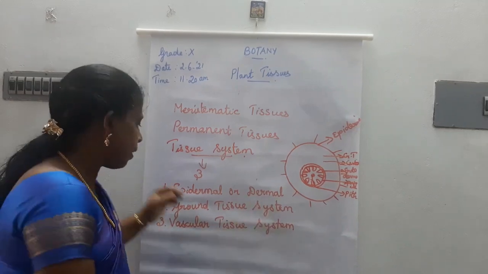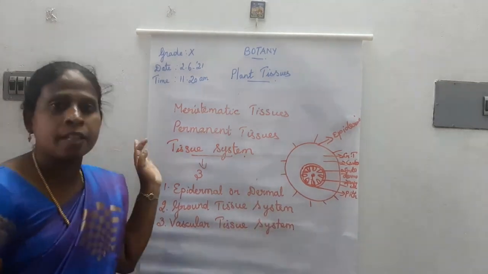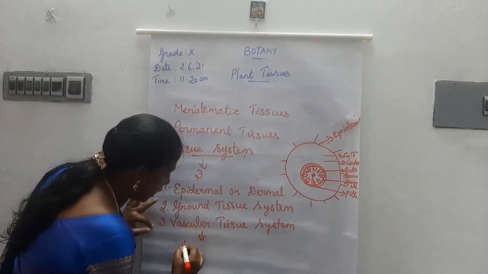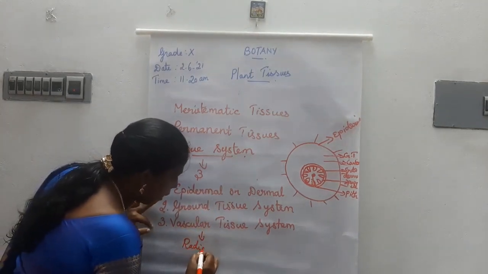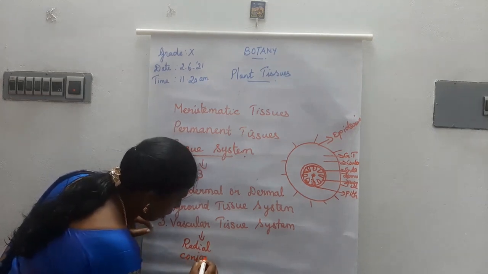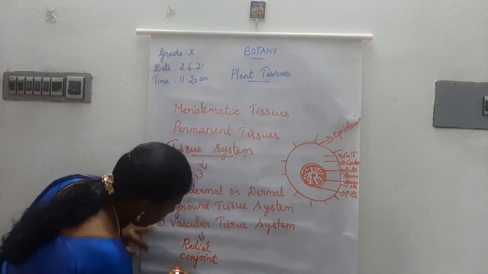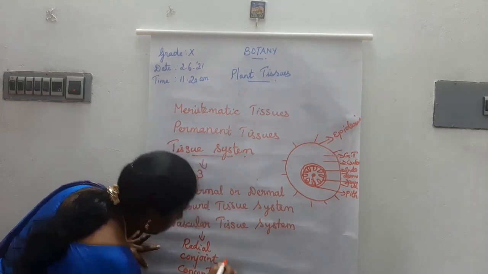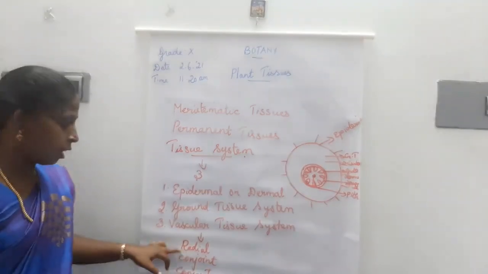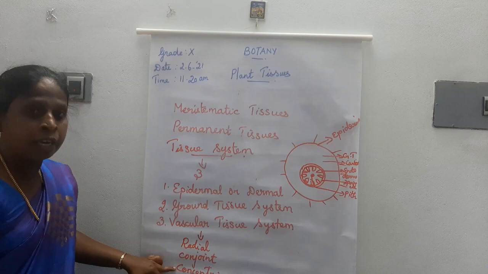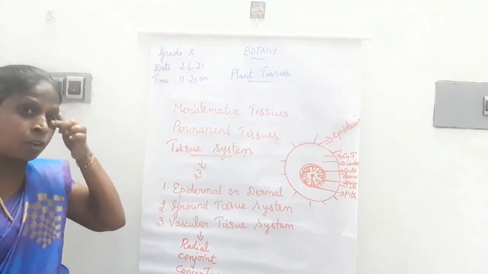There are different types of vascular bundles. Mainly three types of vascular bundles are there. They are the radial vascular bundle, conjoined vascular bundle and concentric vascular bundle.